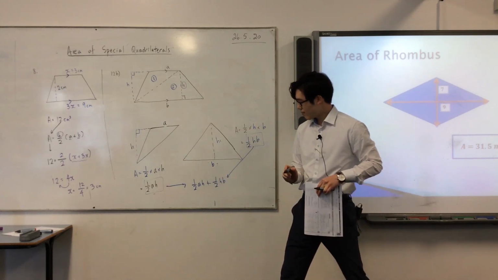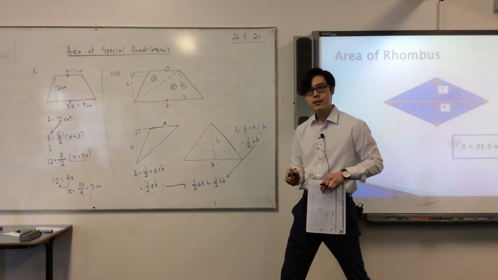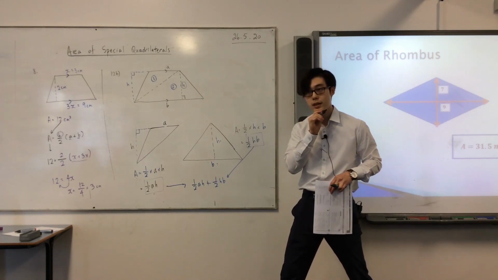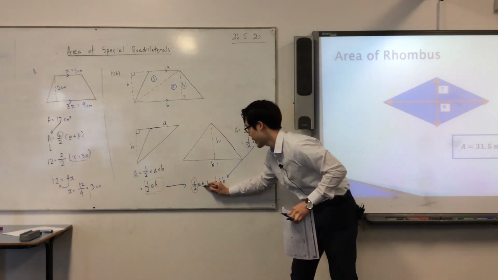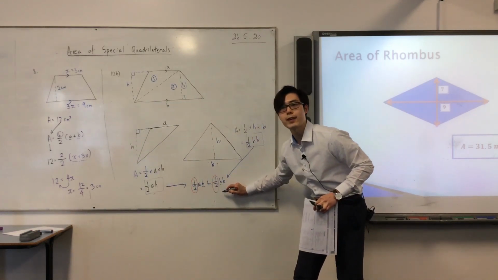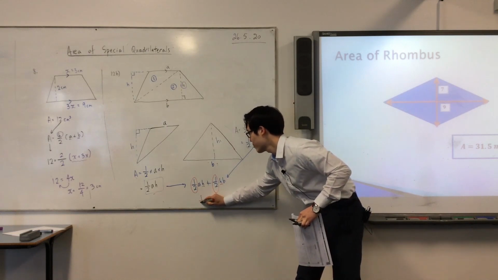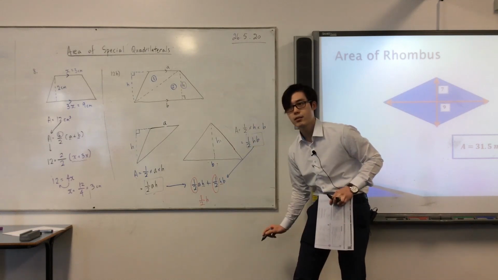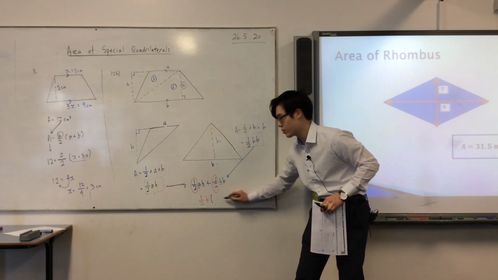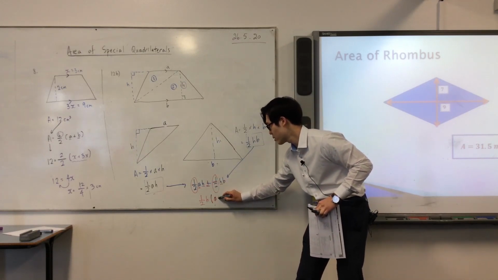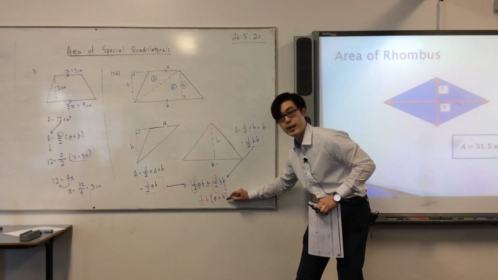All right. What do they both have in common? Half. What else? Half and H. Yep. So I've got half and H, both common. So let's factorize it out. So half H, like that outside. Bracket. There's the A plus B. Yeah?